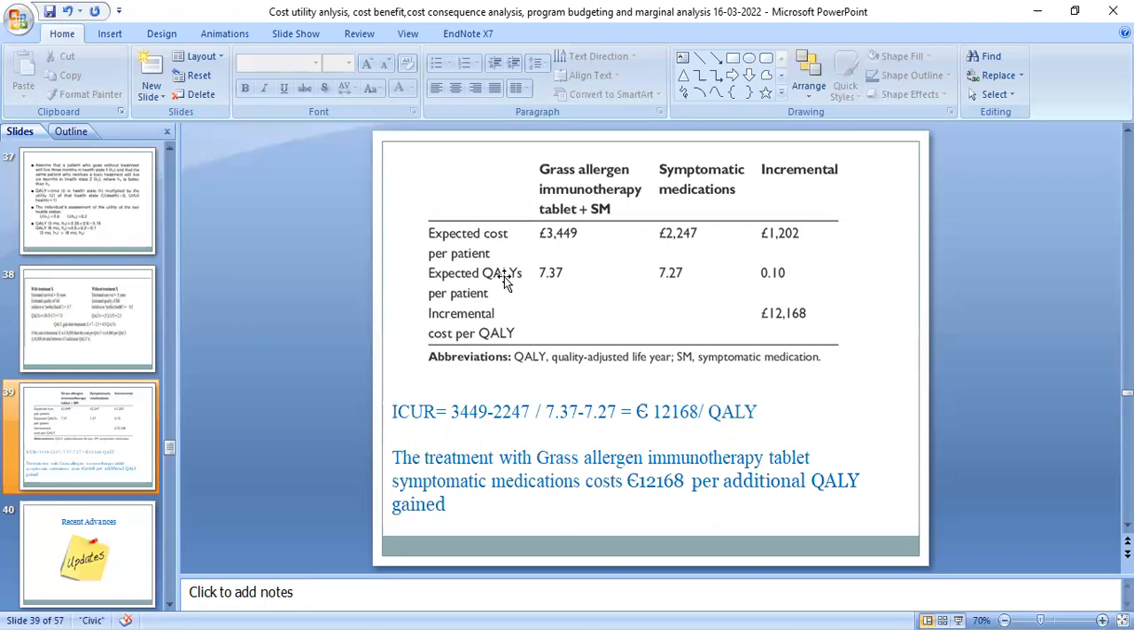The incremental cost, obtained by subtracting the two values, is 1,202 euros, while the expected QALYs of these interventions are 7.37 and 7.27. The incremental QALY, obtained by subtracting these two values, is 0.10. So the incremental cost per QALY is 12,168 euros per QALY. The treatment with grass allergen immunotherapy tablet and symptomatic medications costs 12,000 euros per additional QALY gained.